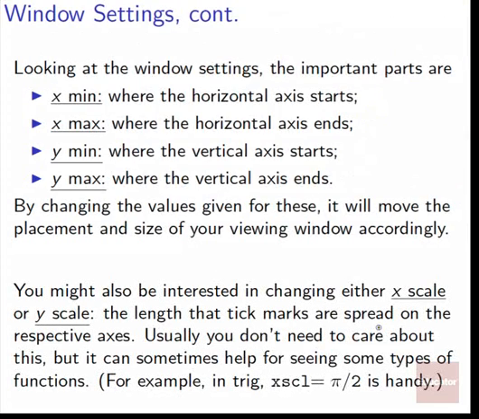You might also be interested in changing either X scale or Y scale, the length that tick marks are spread on the respective axes. By tick marks, I mean those little ticks that say how many units we've moved. Usually you don't need to actually care about the tick marks, but sometimes they can help for seeing some types of function. It might be handy to have a sense for just how far out you are. For example, in trig, it often helps to set x scale equal to pi over 2, because very often the interesting stuff happens at pi over 2 or something along those lines of pi scale, so it can be handy to set a specific tick mark value, but not necessary.